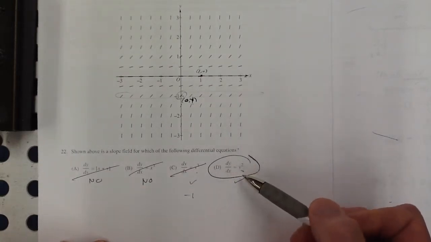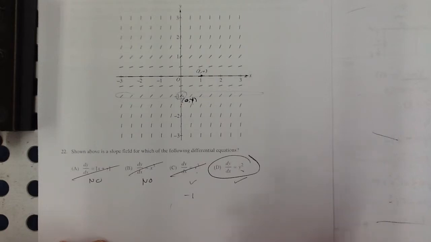I don't think the right way to approach this is to try to make your own slope field from scratch and see if it looks like that. So that's how I would have suggested doing that one.